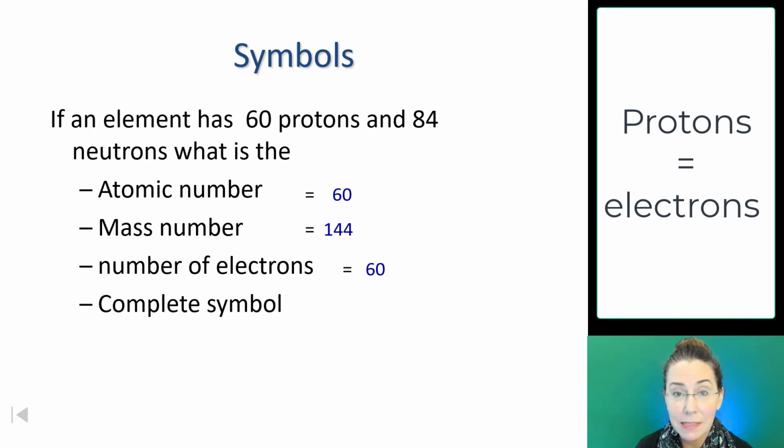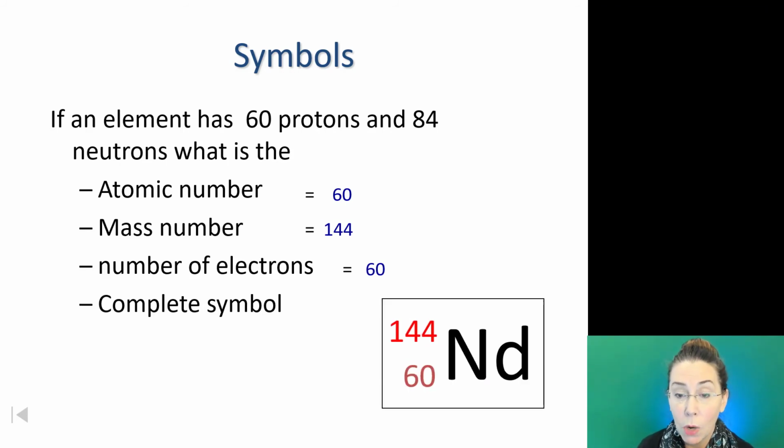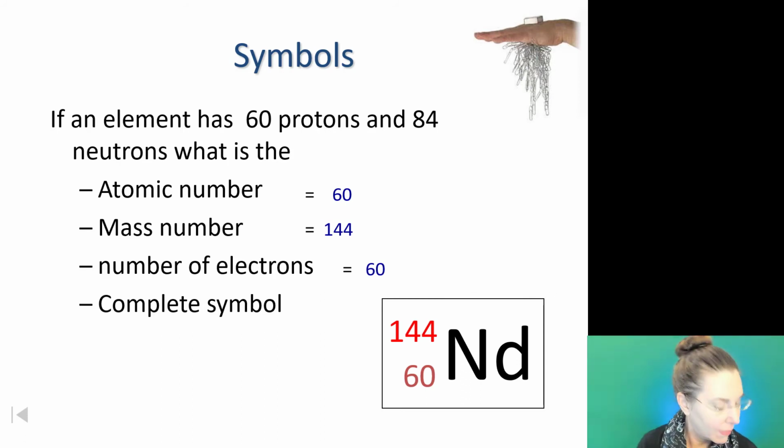And our complete symbol for this element would be 144, or our mass number, over 60, and the symbol's indicator is Nd, uppercase N, lowercase d, and this is neodymium. Neodymium is commonly used in very strong industrial magnets.